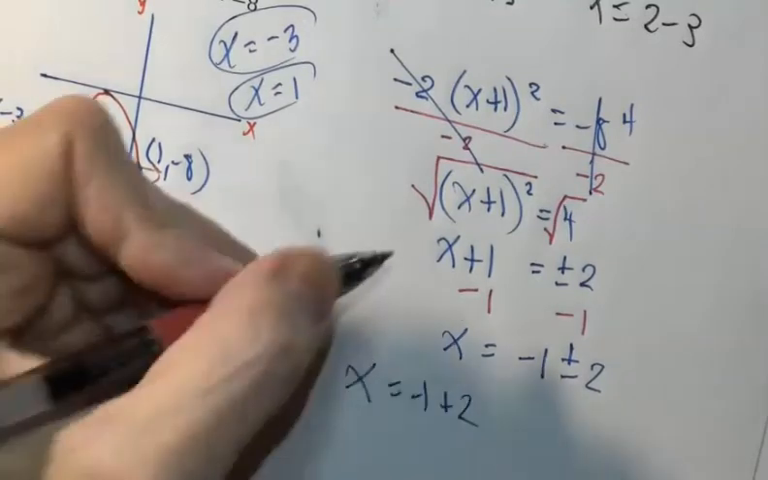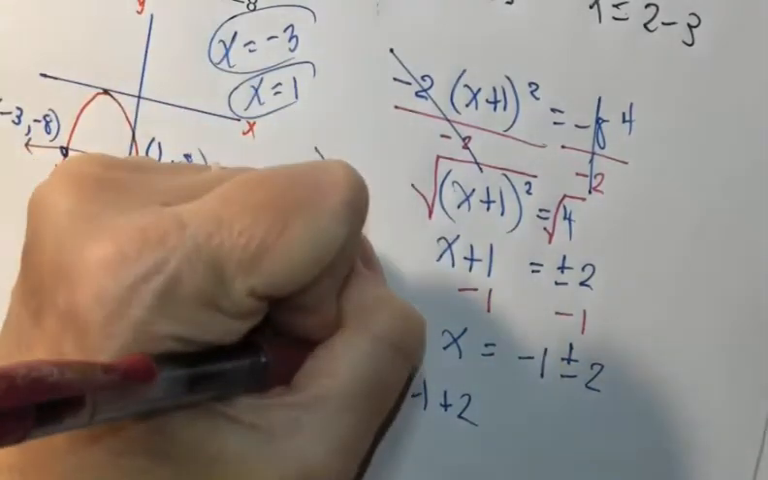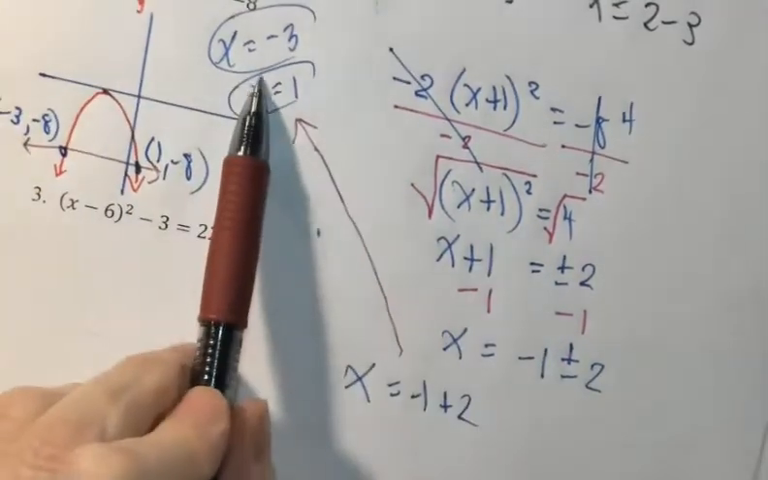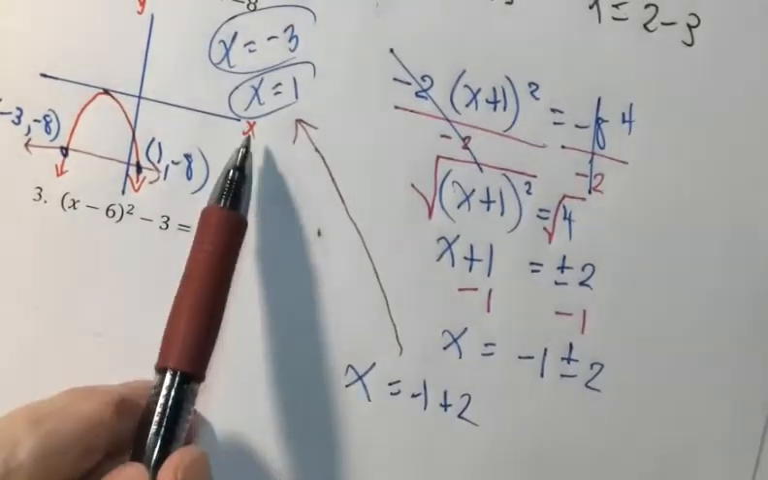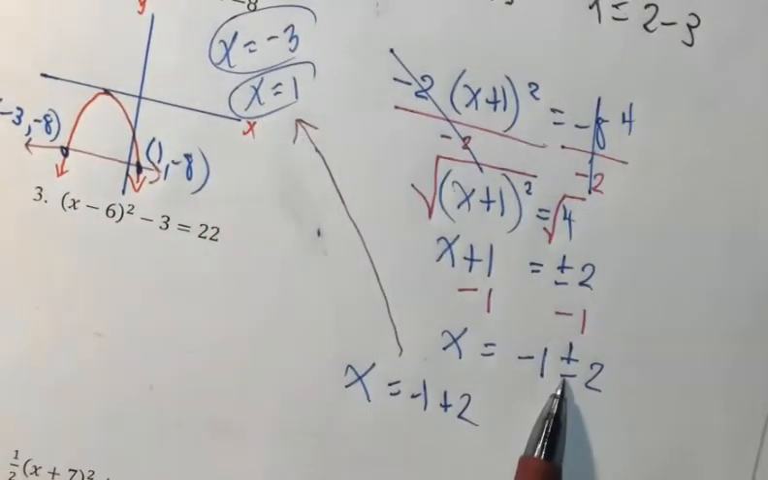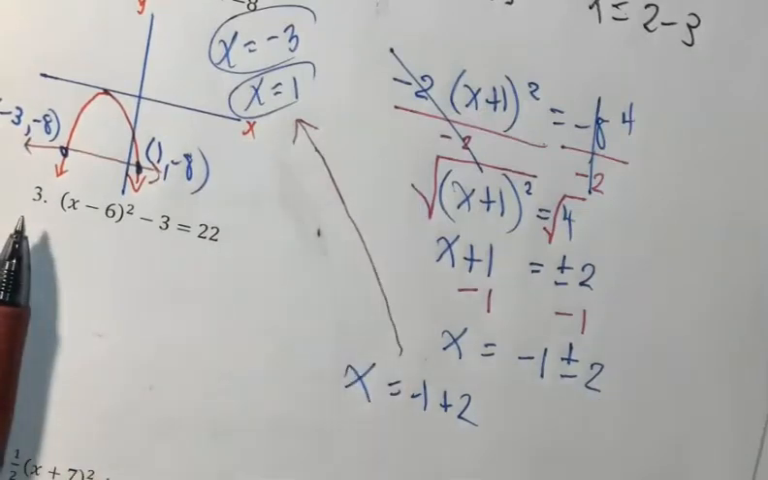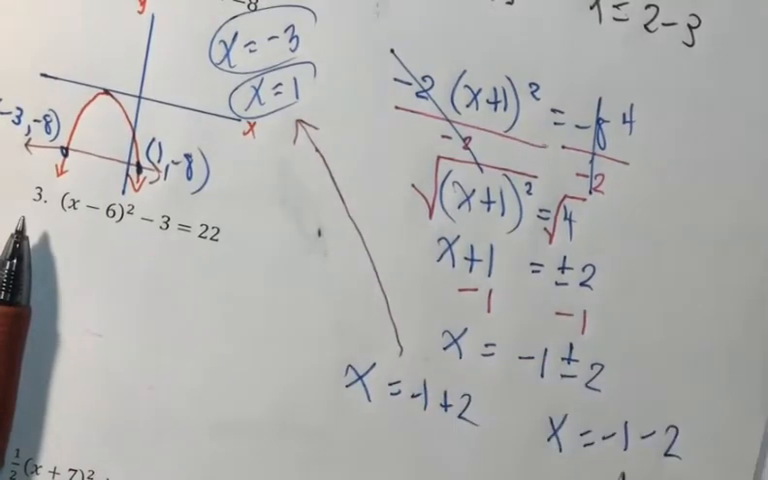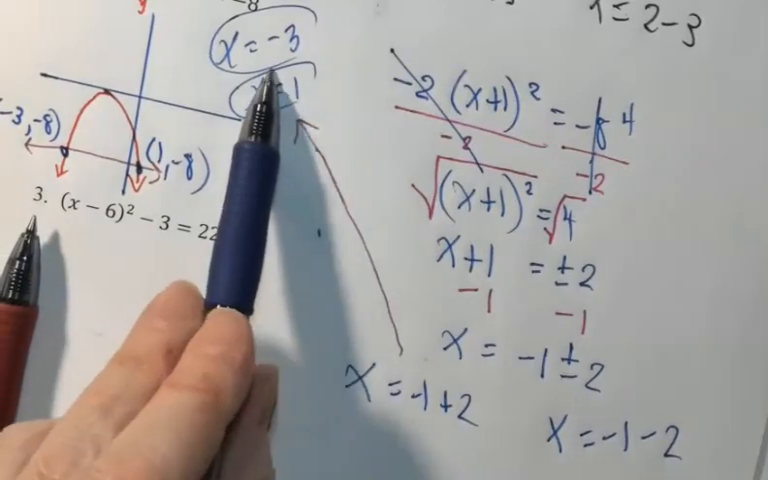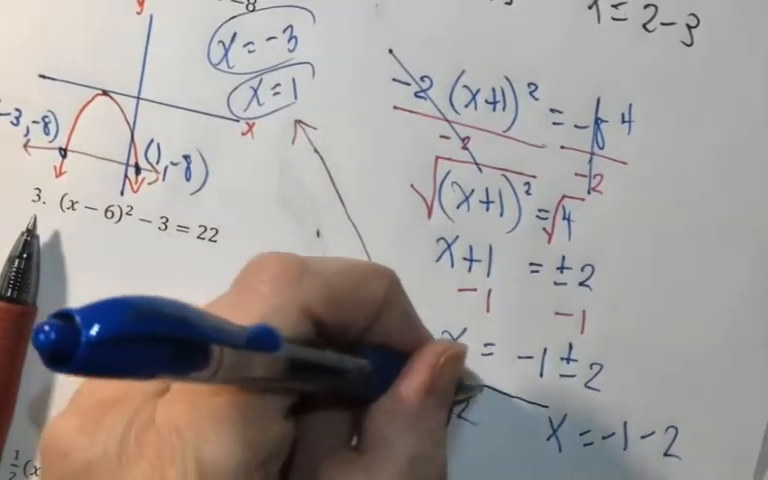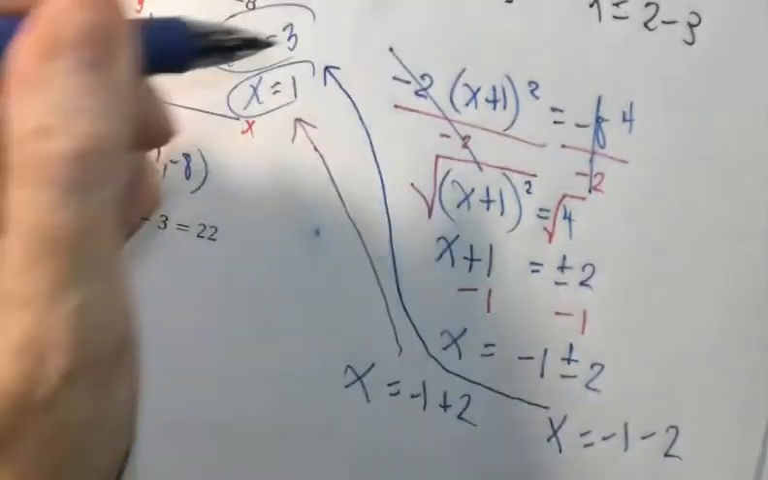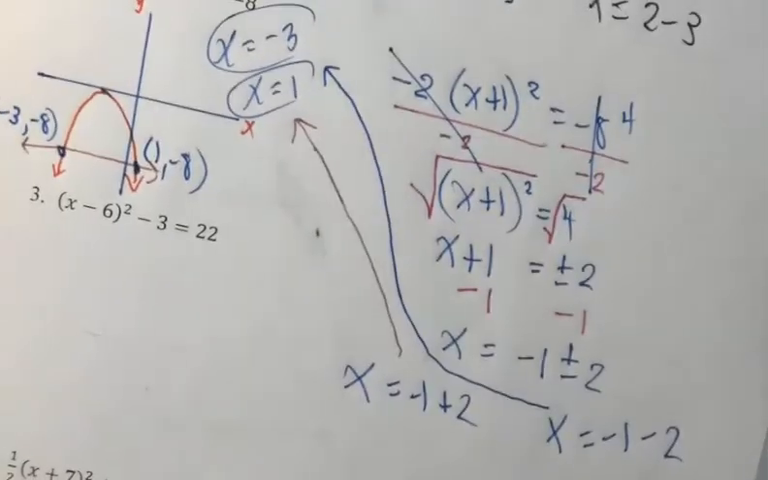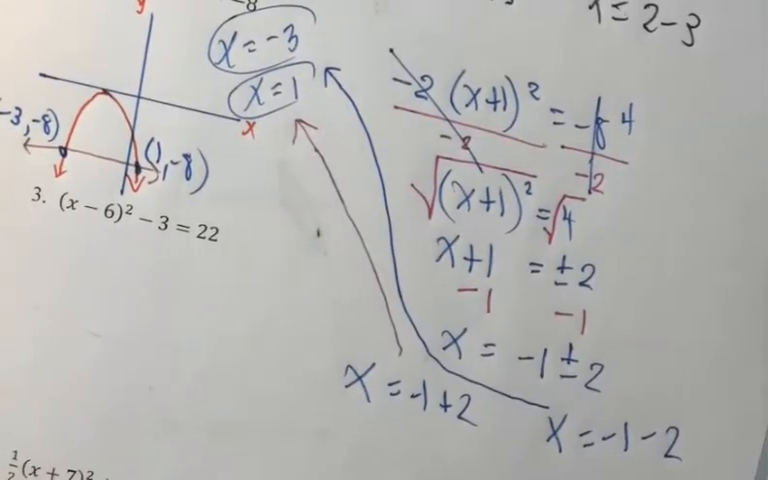So this answer we have already written here. I'm just going to draw an arrow up to this answer. So I'm checking my answers basically as I go by looking over here. Now this other answer is x equals negative 1 minus 2. So I'm going to write that out. X equals negative 1 minus 2. And if you add negative 1 to negative 2, you do get negative 3. So this answer is all the way over there. So I did get the same result when I solved the equation algebraically.